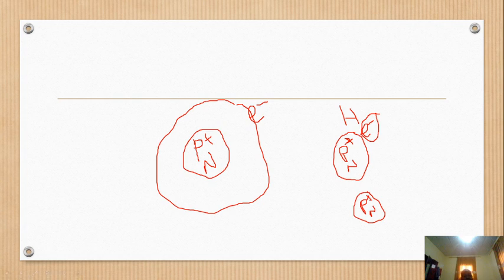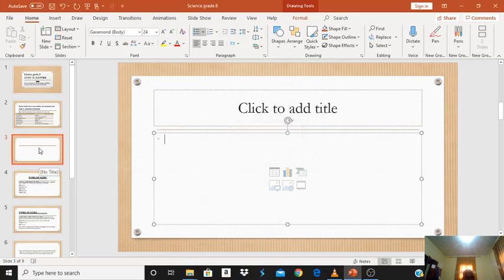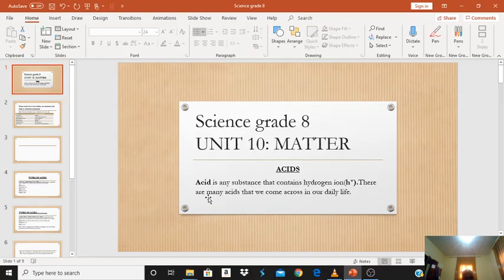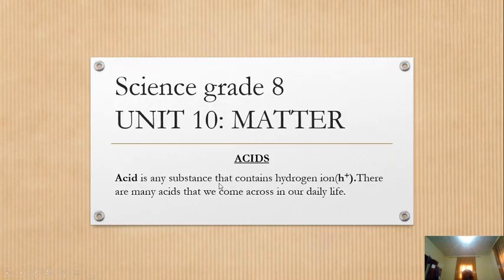That's why we have the H plus here. It lost the electron. So sometimes they call it the hydrogen proton, because it lost the electron. So hydrogen ion.